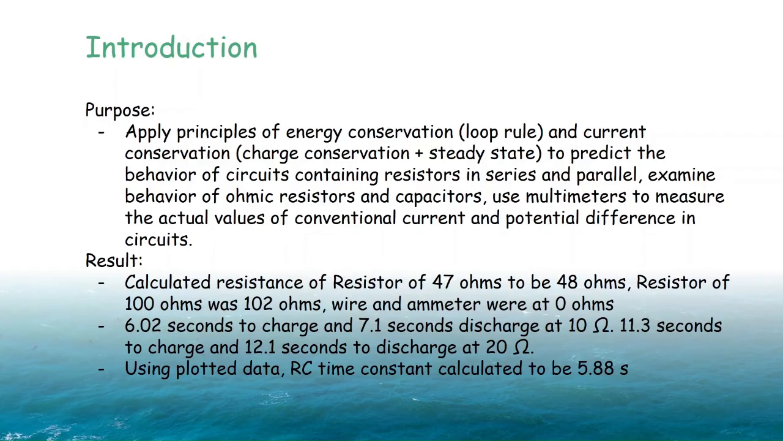And for our results, we calculated the resistance of a 47 ohm resistor to be 48 ohms. A resistor of 100 ohms was calculated to be 102 ohms. The wire and ammeter were found to have 0 ohms of resistance. And it took 6.02 seconds to charge and 7.1 seconds to discharge a resistor that had 10 ohms, and it took 11.3 seconds to charge and 12.1 seconds to discharge a resistor at 20 ohms. And using plotted data, we found the RC time constant to be 5.88 seconds.